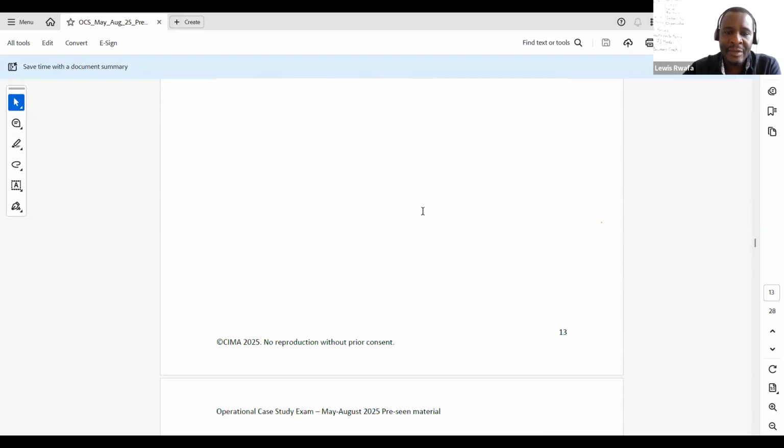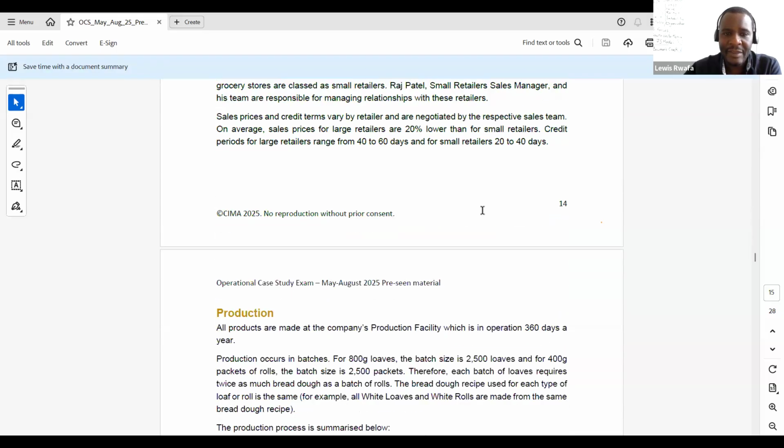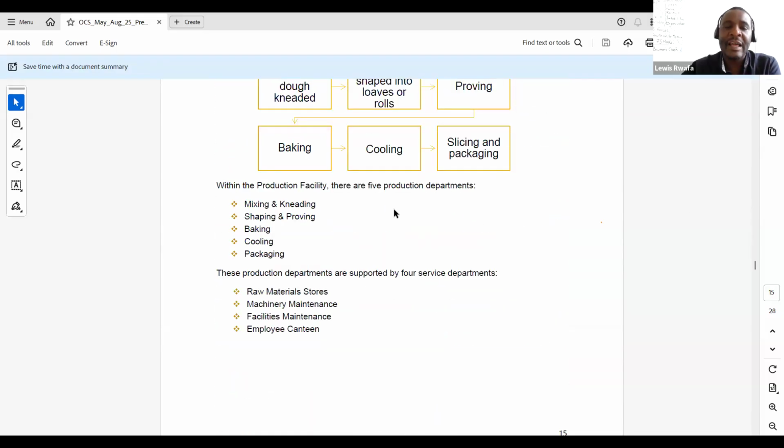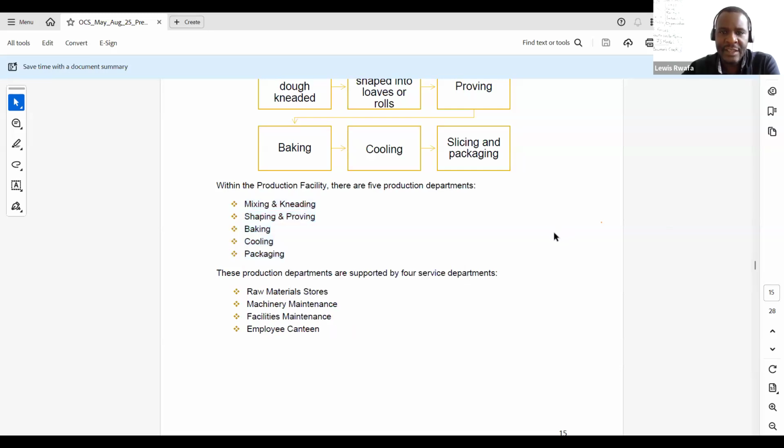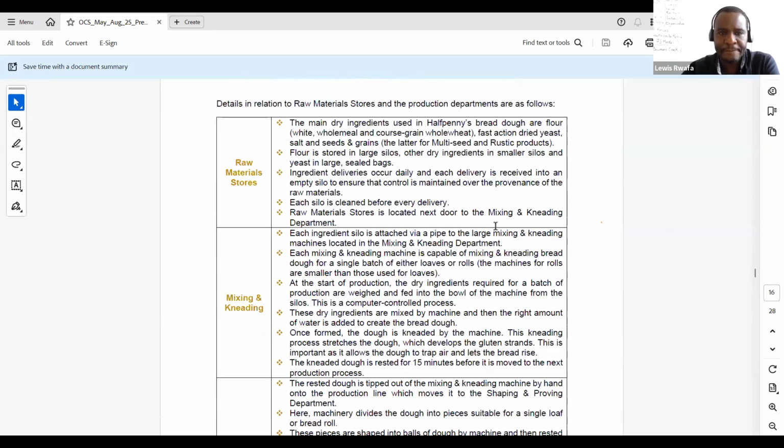And let's see. Some info there. This, again, production facilities: you've got mixing, shaping, baking, cooling, all that. That again just makes me think that a question on activity-based costing is a strong possibility here.